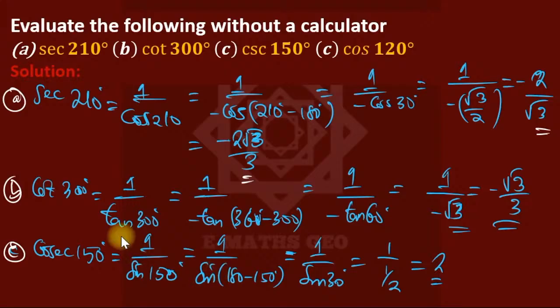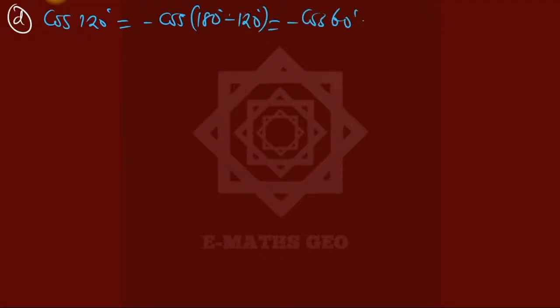So the last question, cos 120. 120 is in which quadrant? Second quadrant. So cos is negative there, so I have minus. And you subtract 120 from 180. So that's minus cos 60. And cos 60 from the table is half. Yes.